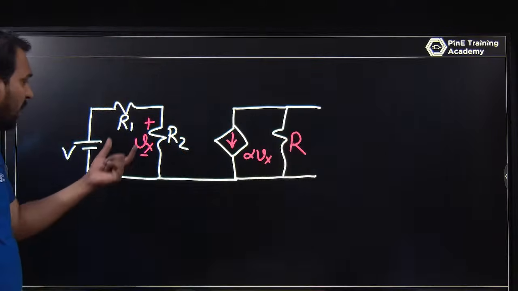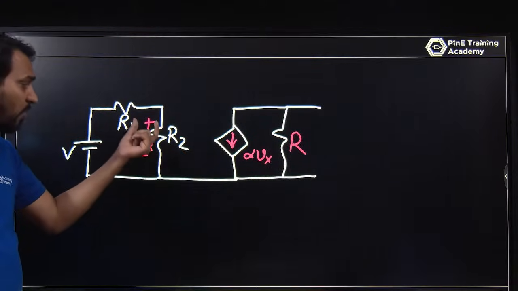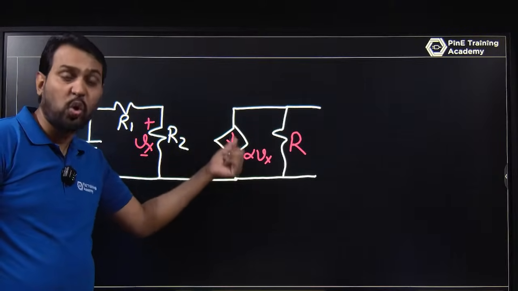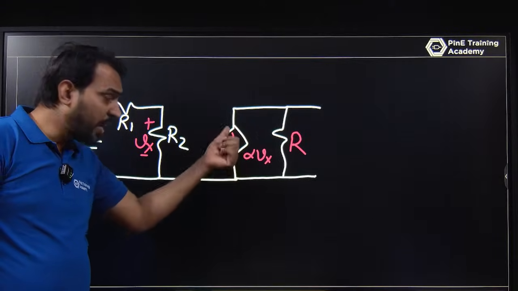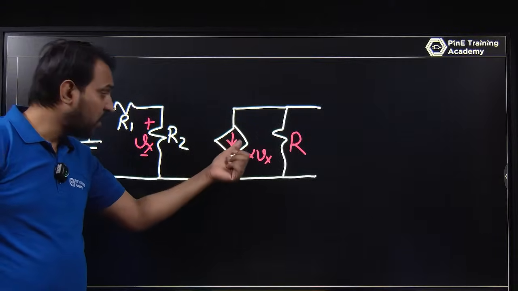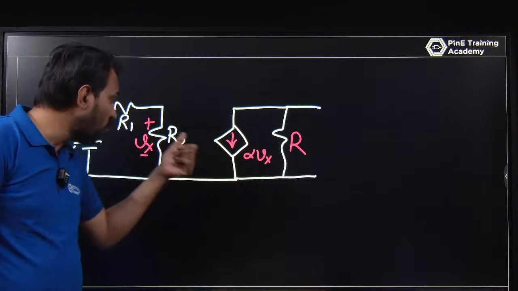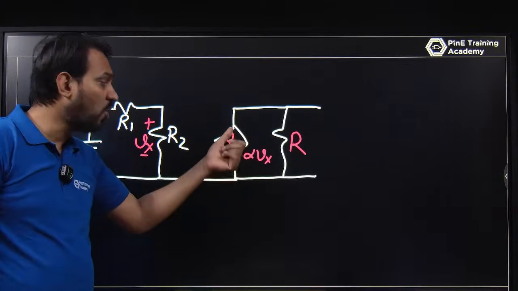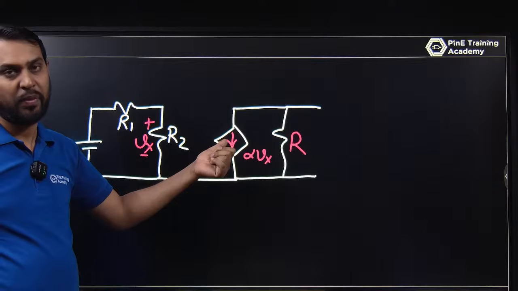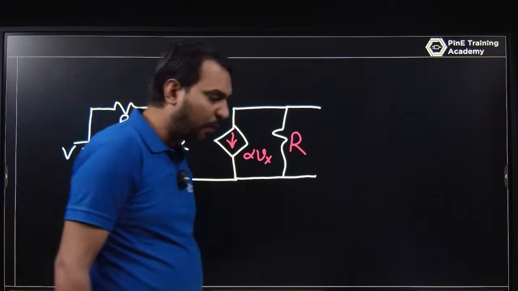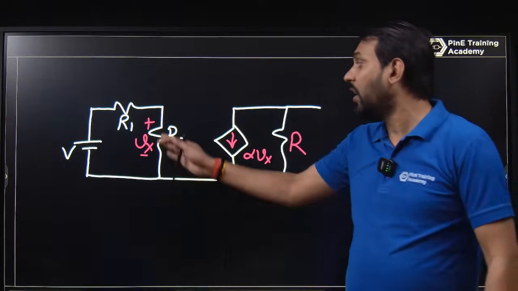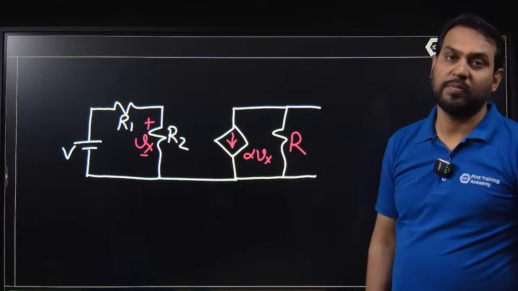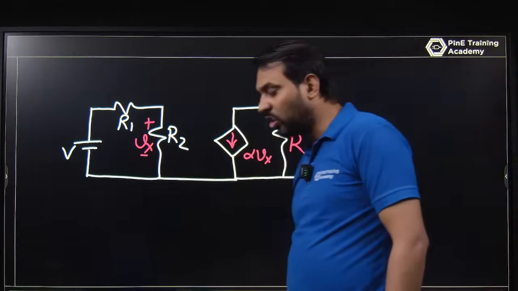So what is happening? This Vx, the voltage across R2, will decide the current of the dependent current source. This is a voltage dependent current source. Why? Because the controlling quantity is voltage and the source is current. The source is current and the dependency is on the voltage present across R2. The R2 voltage will decide that current source. So these are the dependent sources.